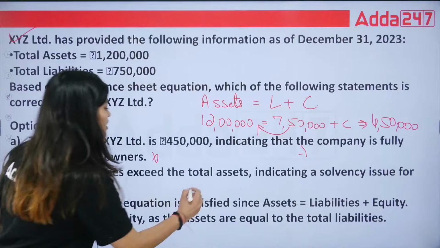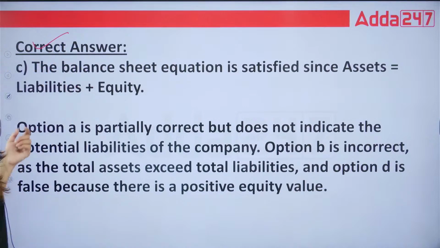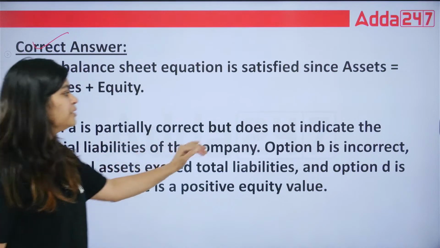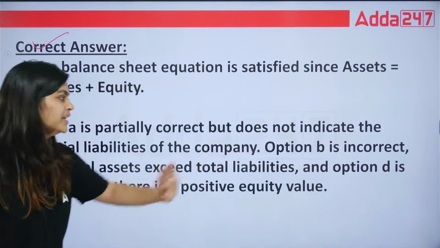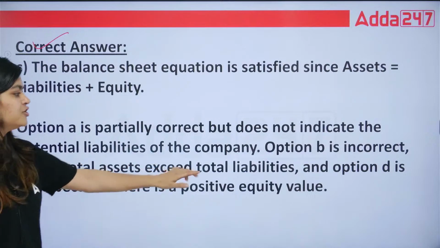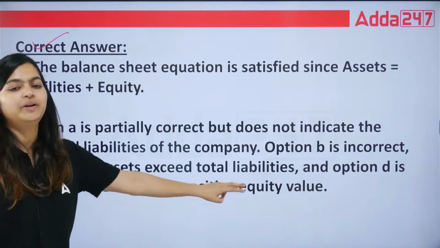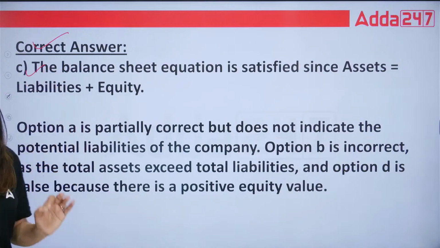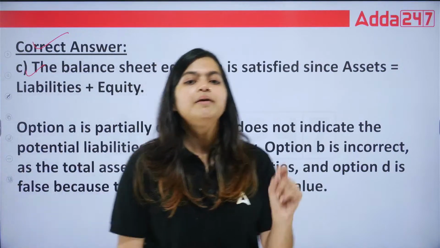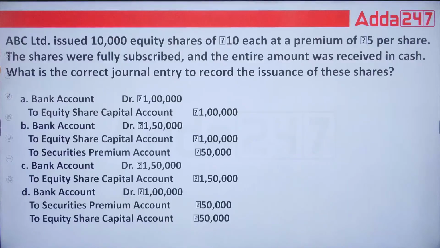Okay, so this is your right answer. C is your right answer. You can read here also: option A is partially correct but does not indicate the potential liabilities of the company. Option B is also incorrect as the total asset exceeds total liabilities, and D is false because there is a positive equity value. That's why your correct answer is option C, because that satisfies your balance sheet equation. Now, let's see the next question.